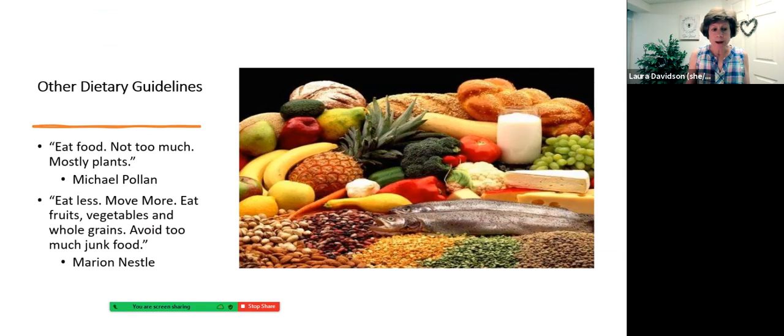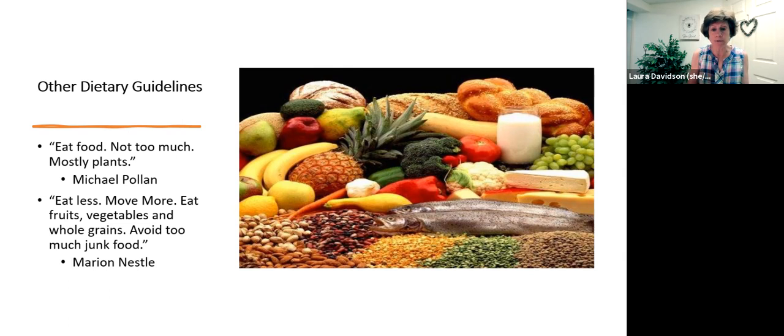Now, before we move on, I want to mention that there are other people that I respect very much who phrase dietary recommendations differently. Michael Pollan, who we talked about with regards to food and edible food-like substances, says that dietitians make things too confusing. Just tell people, eat food, not too much, mostly plants.